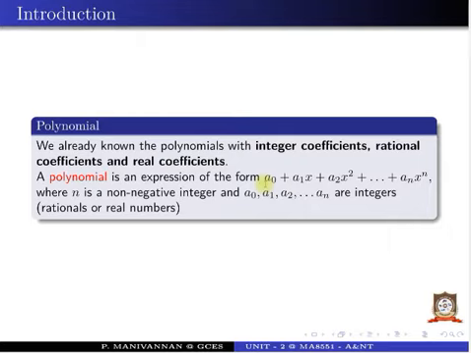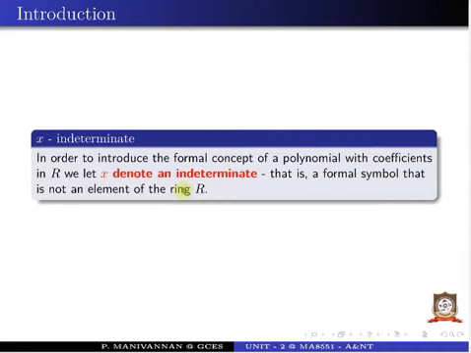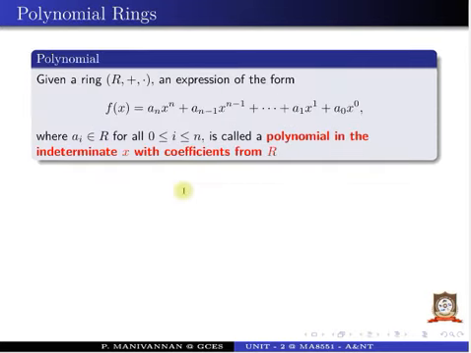The coefficients of this polynomial may be integers, rationals, irrationals, and also real numbers. It is called a rational polynomial, integer polynomial, or real polynomial according to the coefficients. We denote it so. Then what is x, the indeterminate? The variable x is called the indeterminate in the polynomial. What is a polynomial?